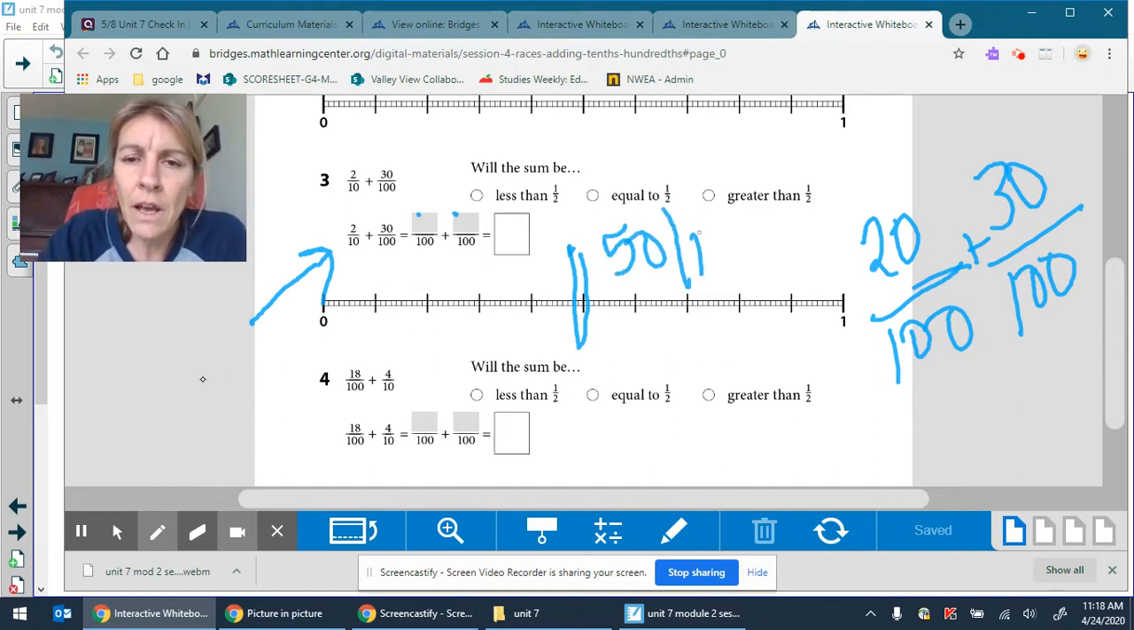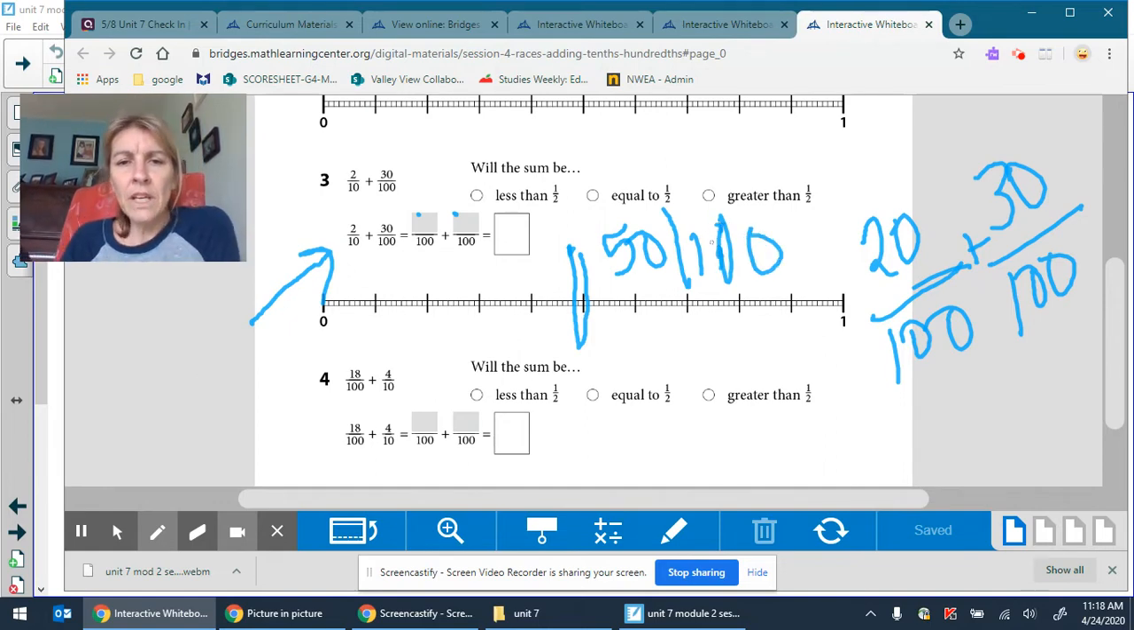50 hundredths is equal to 5/10. Same thing, 5 out of 10, it's equal to 1/2. 5 out of 10 is a half, 50 out of 100 is a half. All of it means the exact same thing. So will the sum be less than half, equal to half, or greater than half? It is equal.